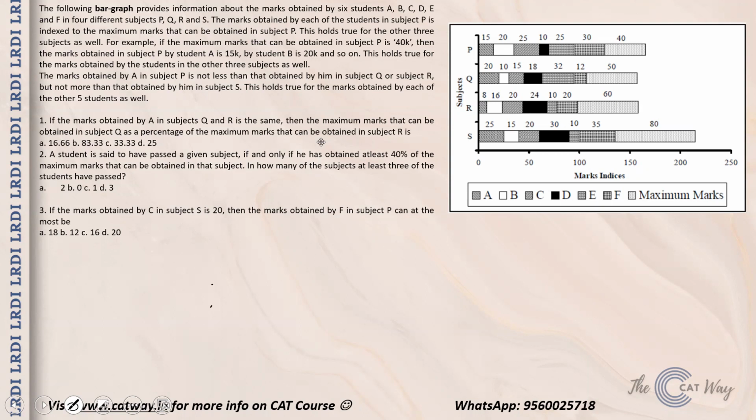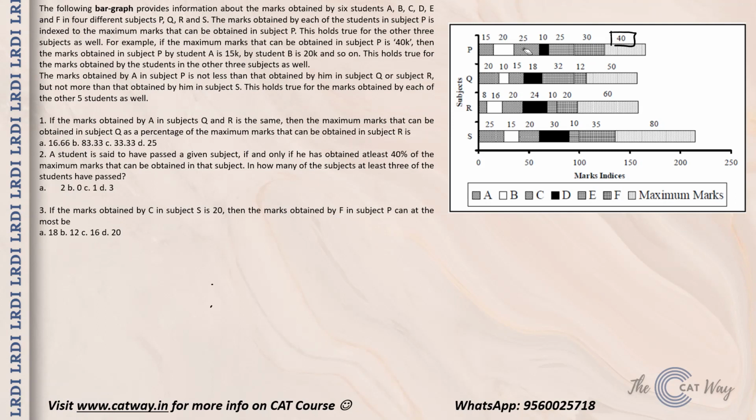For example, if the maximum marks that can be obtained in subject P is 40K, then the marks obtained in subject P by student A is 15K, by student B is 20K, C is 25K, and so on. It has been given to you. This holds true for the marks obtained by the students in the other 3 subjects as well. So for subject Q, the total maximum marks is 50Y, let's say, and student A has got 20Y, B has got 10Y, and so on.